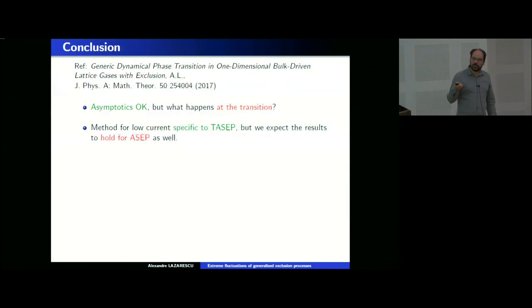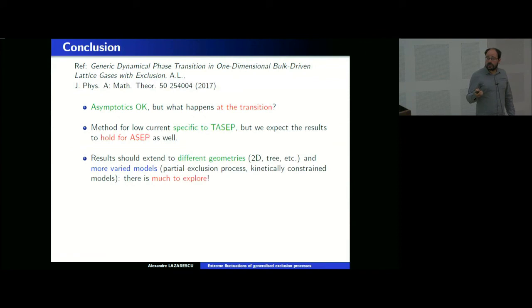So the method doesn't apply as easily, but I expect the results to hold for the partially asymmetric case as well, because in the standard ASEP case they do. I also expect the methods and results to extend in some way to different geometries, so for 2 dimensions or on a tree or things like that, and for more varied models, but there is really a lot of things to explore with those methods, and I'm working on it.